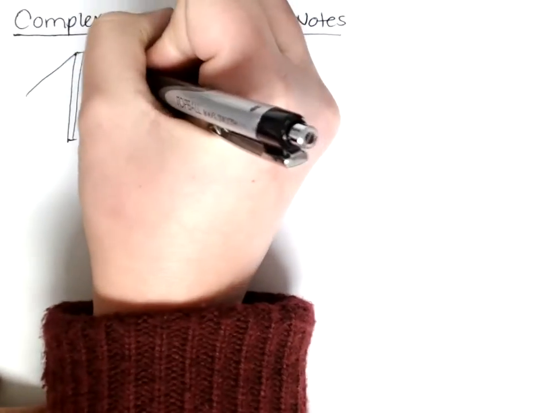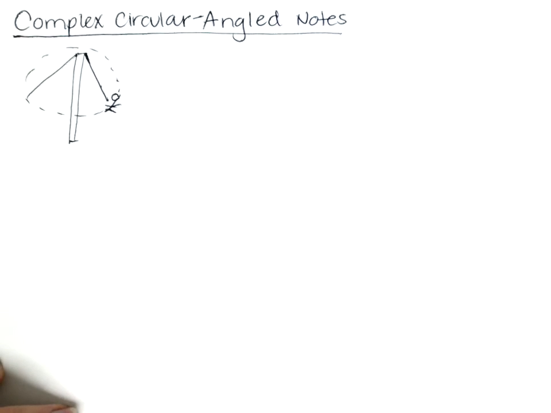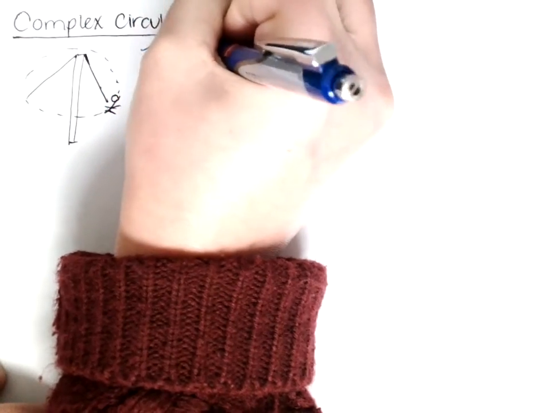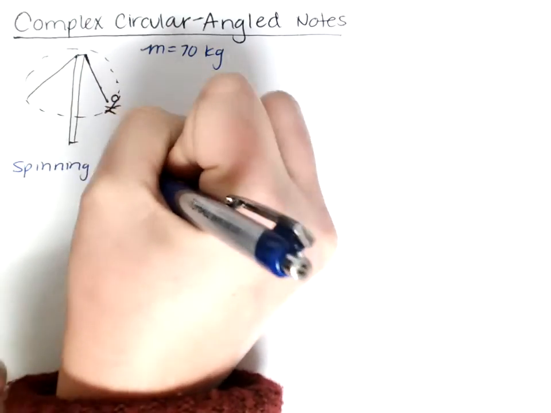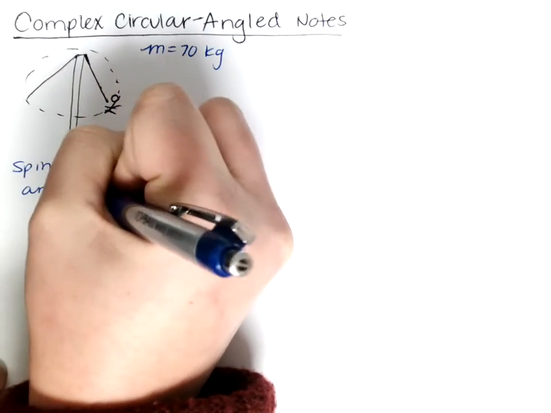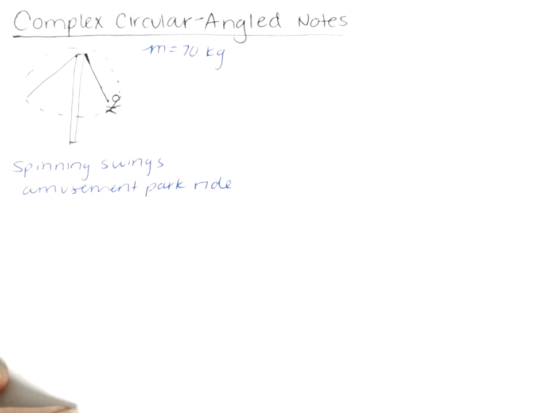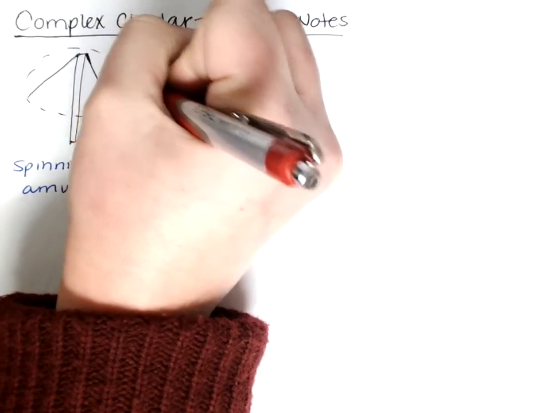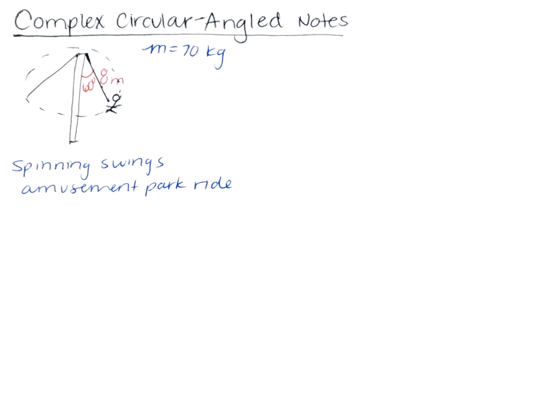And so let's put a swing. Here's the person, and the swings spin in a circle. So let me give you a few knowns about the problem. Let's say the mass of the person is 70 kilograms. So this is a spinning swing. And let's say that the radius of the rope connected to the swing is 8 meters, and that this is a 60-degree angle it makes with the vertical.